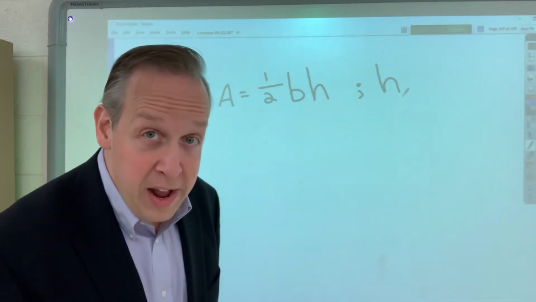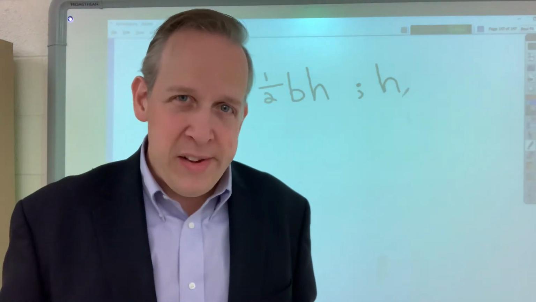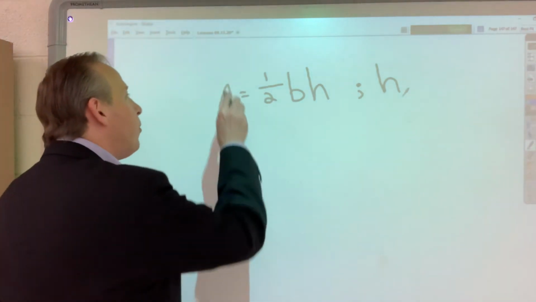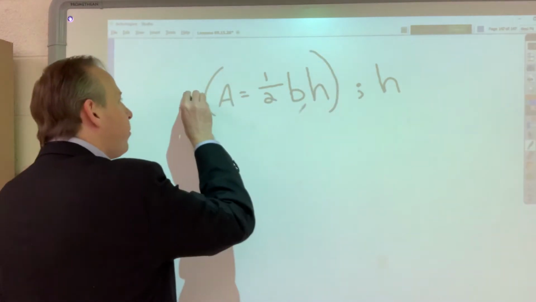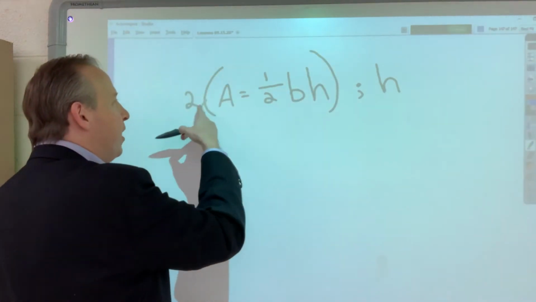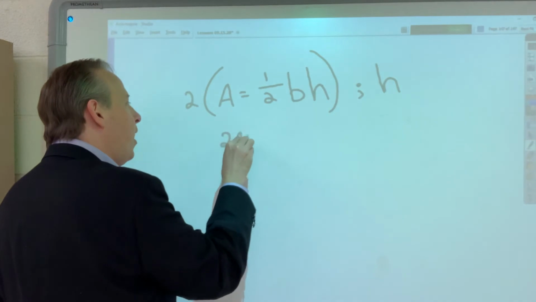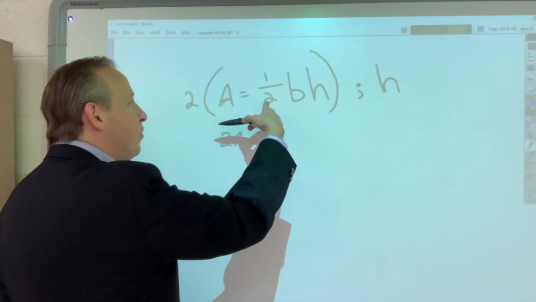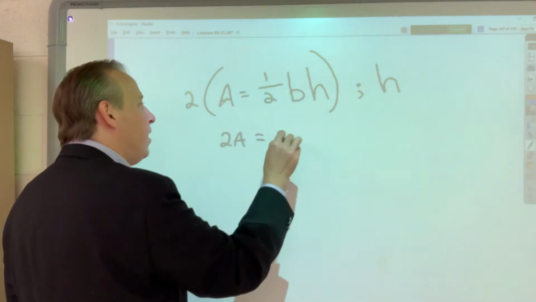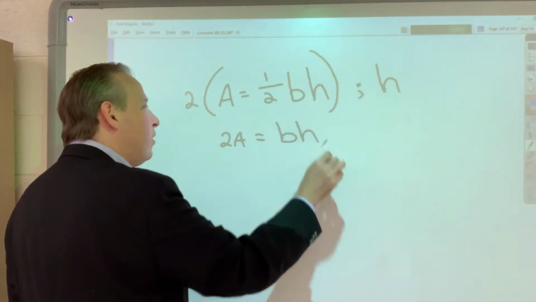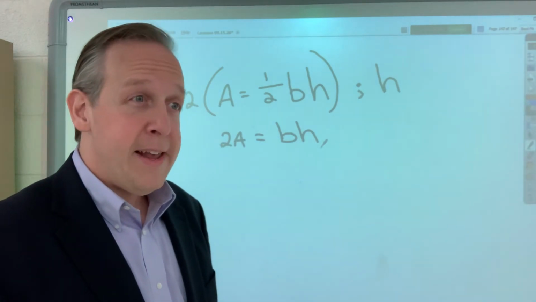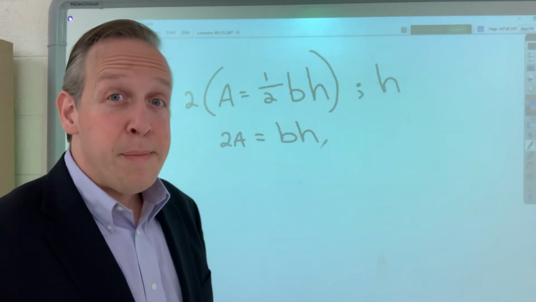How do we clear a fraction? We multiply by the denominator. There's a denominator of 2 there, so I'm going to multiply by 2. On the left side, 2 times a is 2a. On the right side, 2 times 1/2 is just 1, so we have bh. So bh is now by itself, which gives me one more step to get h by itself. Divide by b.